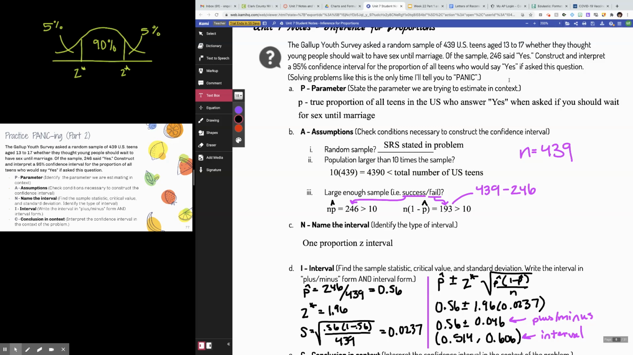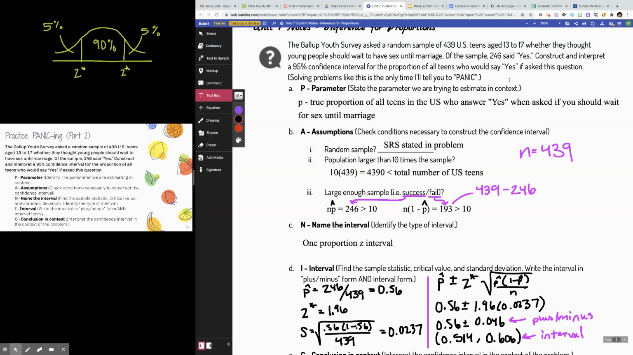Third condition is success fail. Do I have a large enough sample? So now here, they gave us the number of successes and the number of failures. They gave us that the number of successes was 246. So I'm not going to go through and do all the calculation. I'm just going to say my number of successes is 246. That's definitely greater than 10. Then my number of failures is my sample size minus my number of successes. So that's where 193 came from. Both of those are obviously greater than 10.